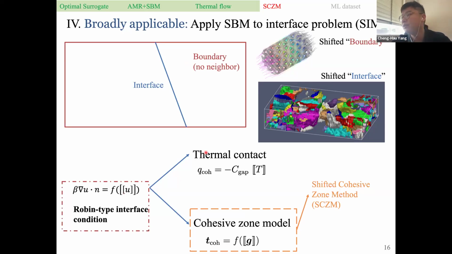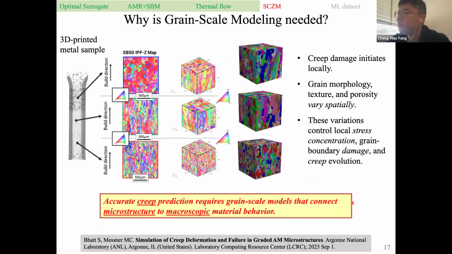This can be applied to the thermal contact problem. For example, if you have a jump over the interface, then you can use this jump to calculate the flux across the interface. The second application is the cohesive zone model. Based on the displacement, the gap between the interface, we can calculate the traction across the interface. I will focus on this more. And if we shift this, we have the shifted cohesive zone method.